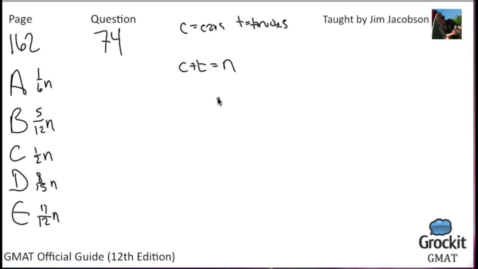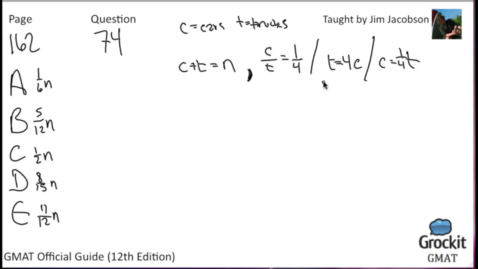And we also know that the number of cars is 1/4 the number of trucks. So the ratio of cars to trucks, C over T, equals 1/4. For every one car, there are 4 trucks. We can then also multiply that out and solve for C and T respectively. So we want T equals 4C, if we were to cross multiply, and C equals 1/4 T. I'll put a comma there to show that those are our two equations. These three are all the same thing, just expressed in different ways.